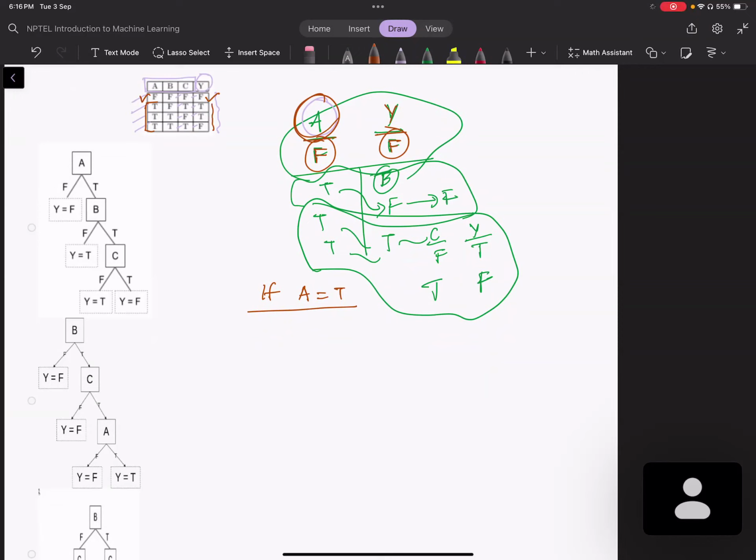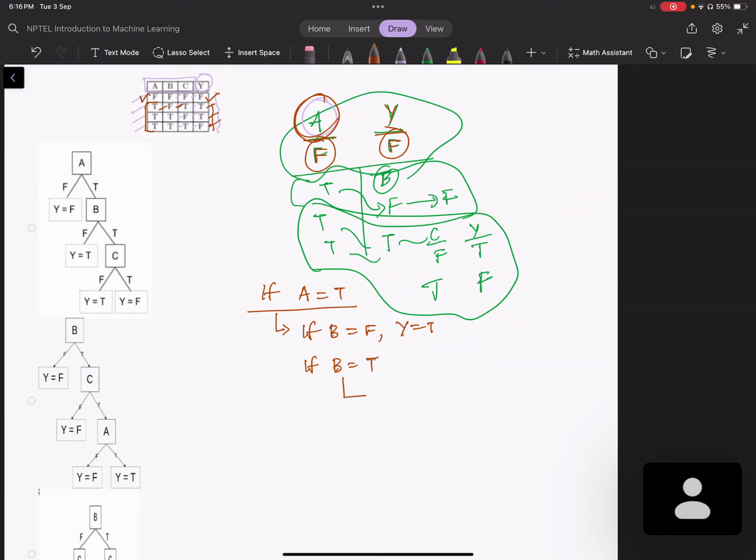Okay, so then we'll go for the second variable B. If A is true, then we'll go one level deeper. If B equals false, with A true and B false, the value is Y equals true. If B equals true, then the value of Y can be true or false.